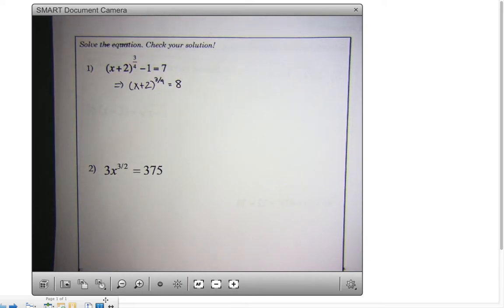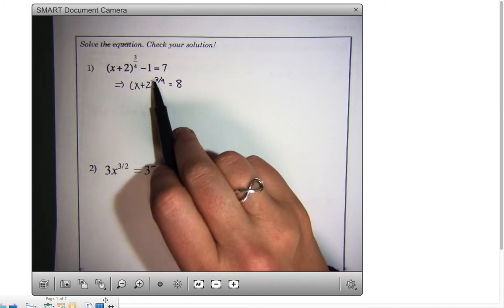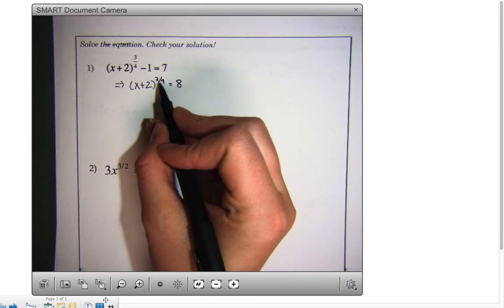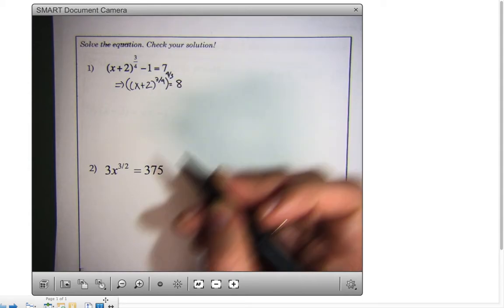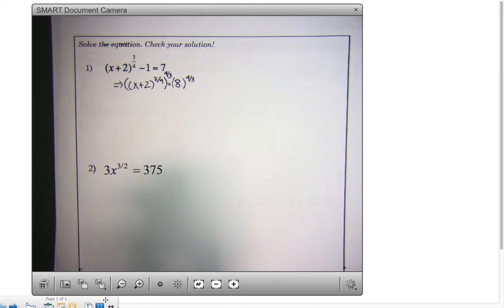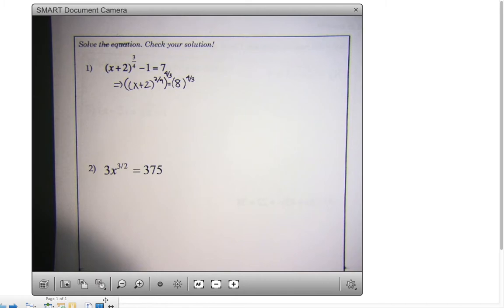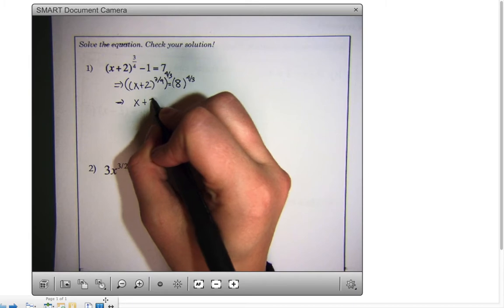Now, if I'm going to get rid of that exponent, I have to raise it to some power. I want the exponent to be 1, so I need to think about what I could multiply 3/4 by so that that exponent turns to 1. You can multiply by the reciprocal. So every time you have a fraction as an exponent, you're going to raise it to the power of the reciprocal. So I'm going to raise it to the 4/3. Remember our properties of exponents. If I raise a power to a power, I multiply. 3/4 times 4/3, that's just 1. So that gets rid of the exponent. I just have x plus 2 now.